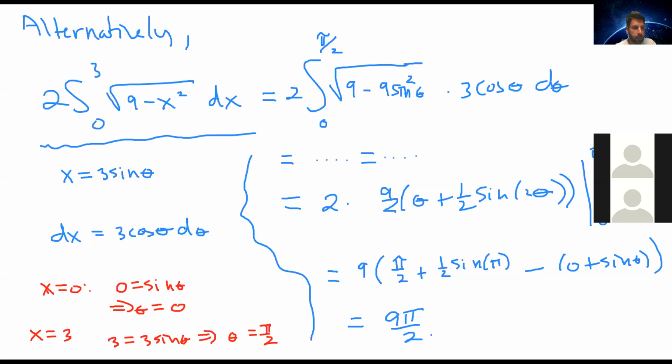Just to clarify this, the sine of pi is equal to 0, and the sine of 0 is equal to 0. So you get the same answer. I hope that helps clarify your situation, Paul. I'm not sure if it does, but hopefully that helps.